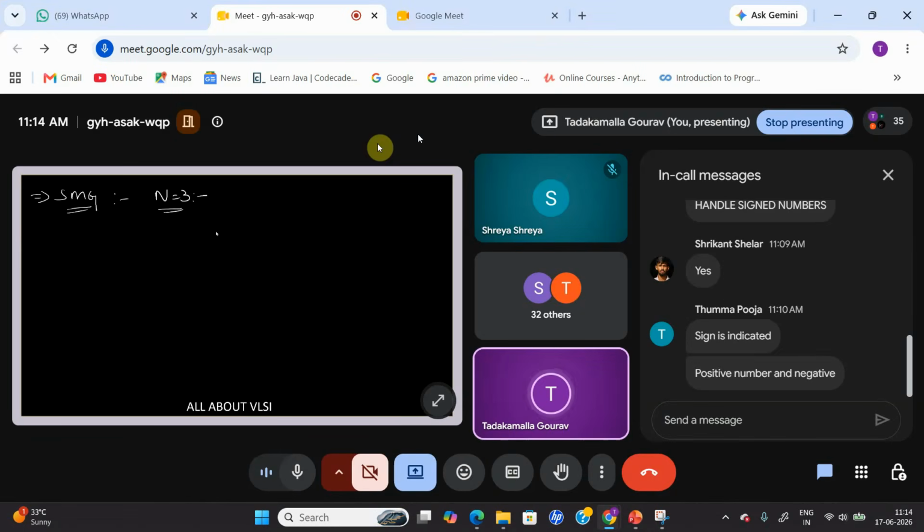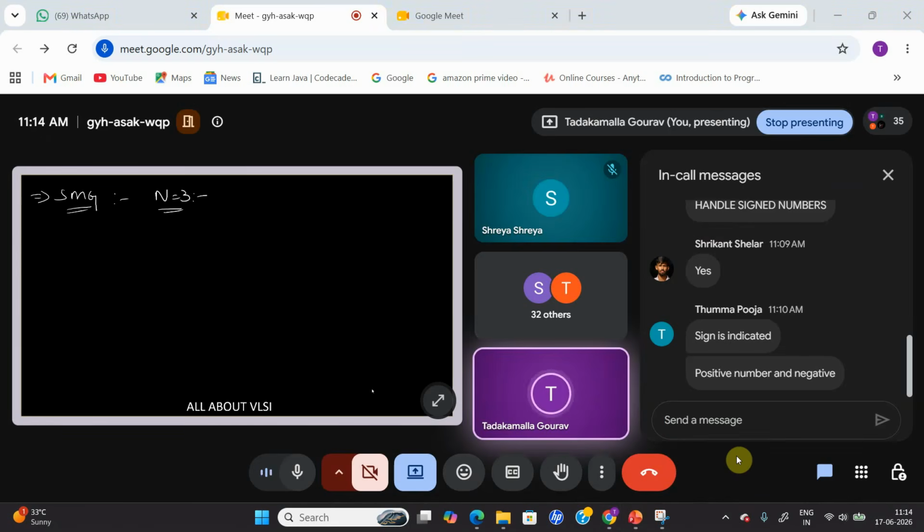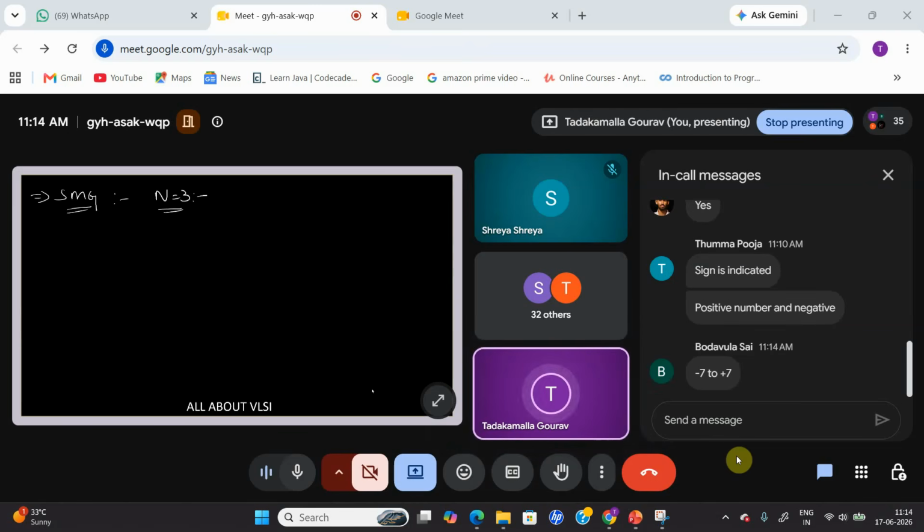Now let's say I'm representing the numbers in SMG format and I've allocated n equal to 3 bits. Can anyone tell me what is the range of numbers which we can represent here? You can take your time. Waiting for your responses. Okay, I got one answer: minus 7 to plus 7.